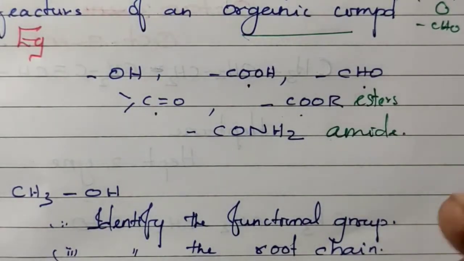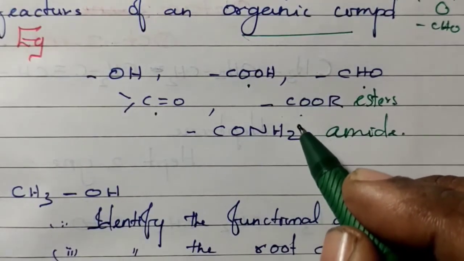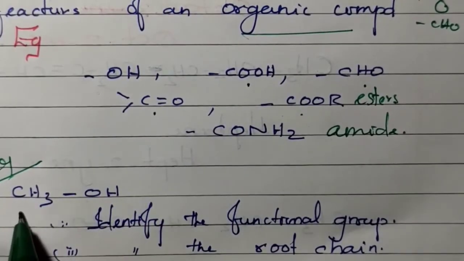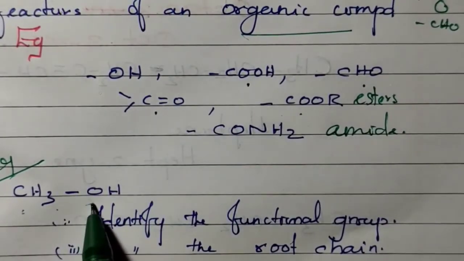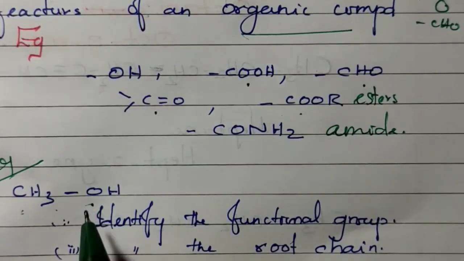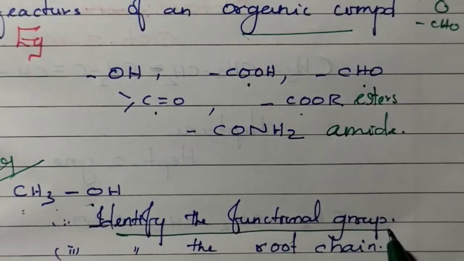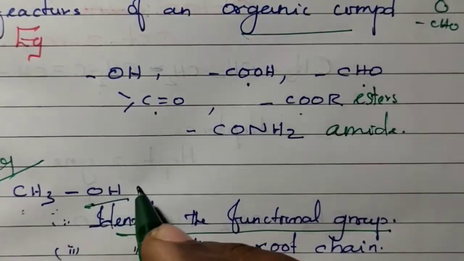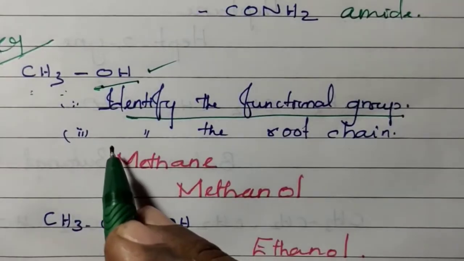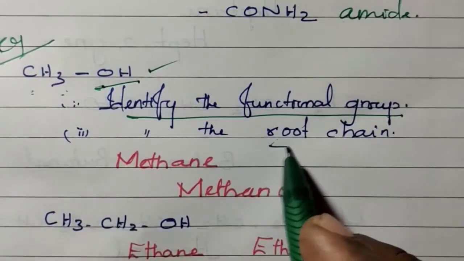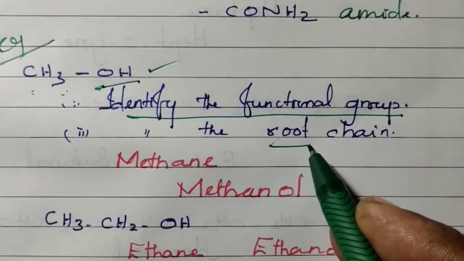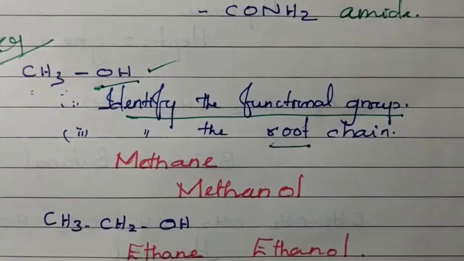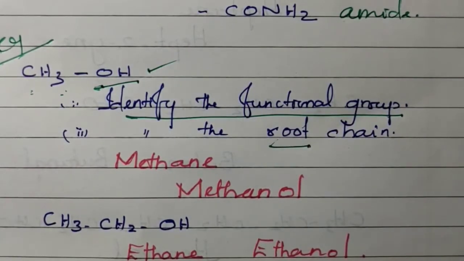How can you write the name of a compound having a functional group? For that, let us take the first example, CH3OH. Whenever a compound like this comes, the first thing we have to identify is the functional group present in it. In this compound, we can identify OH as the functional group. Second, as usual, we have to find the root chain. Root chain means parental chain, which is the chain that carries the longest carbon number.